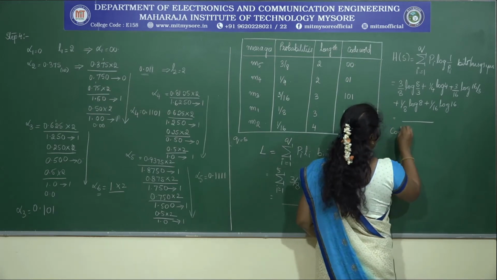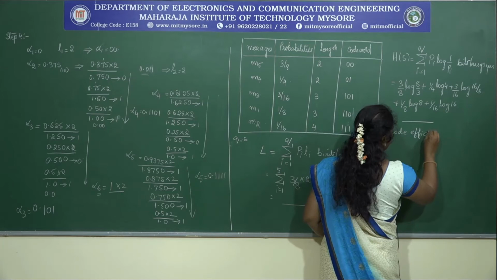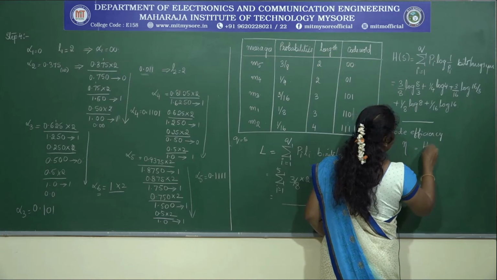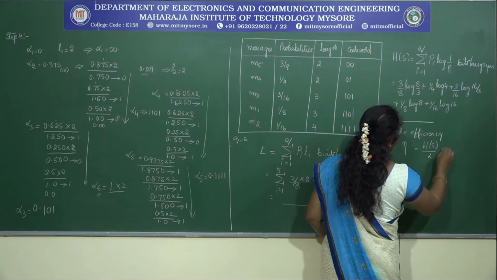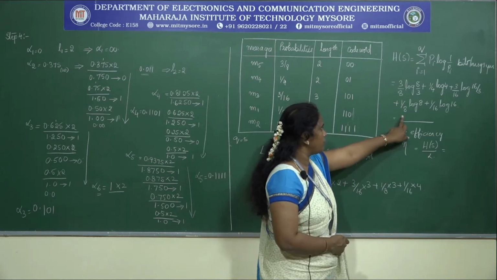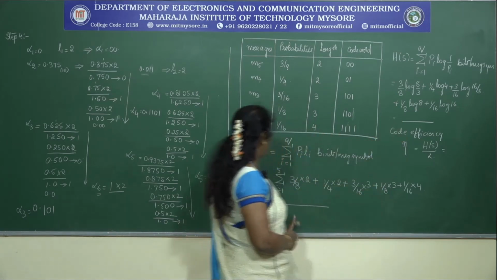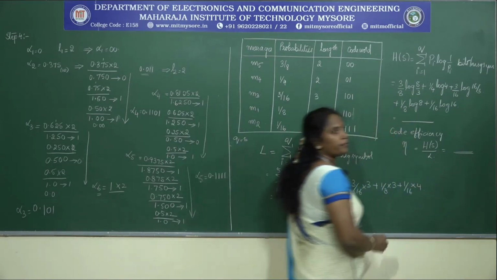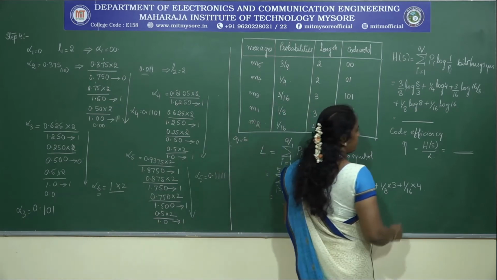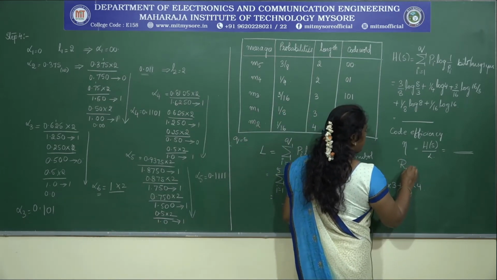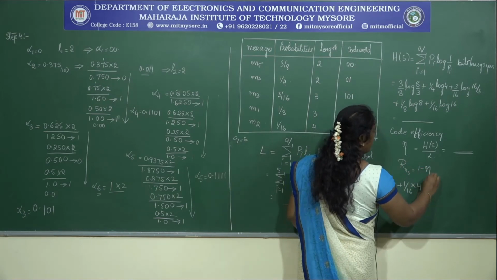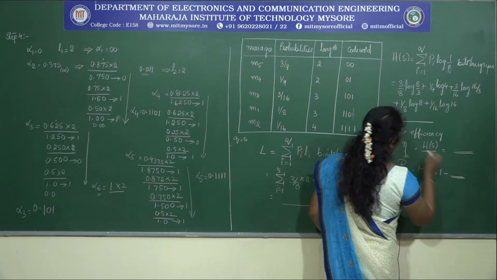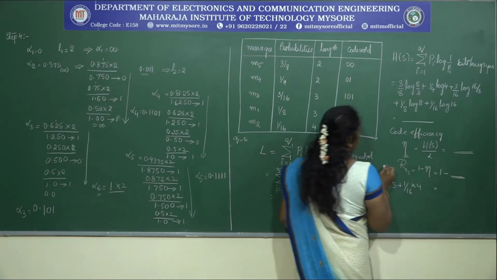Then we need to find the code efficiency, which is denoted by eta. Eta is equal to H of S divided by the average length L. Substitute the H of S value and the average length L, and you will get the corresponding code efficiency. Now you need to find the redundancy. The redundancy R eta of S is equal to 1 minus the code efficiency. So 1 minus the value you calculated for the code efficiency will give your redundancy.